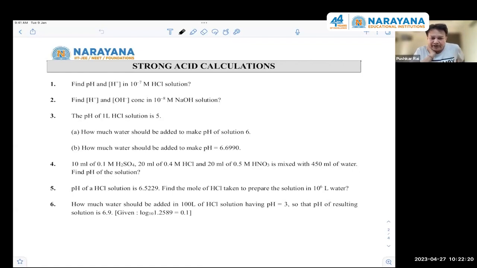How much water should be added in 100 liter of HCl solution having pH 3 so that the pH of the resulting solution is 6.9? Given log 10 of 1.2589 is equal to 0.2. Something of this kind. Okay, you do it. The problems which I create don't require calculation, only concept.